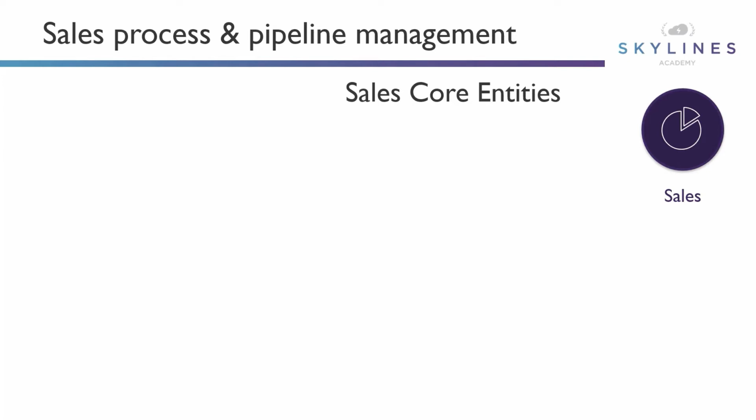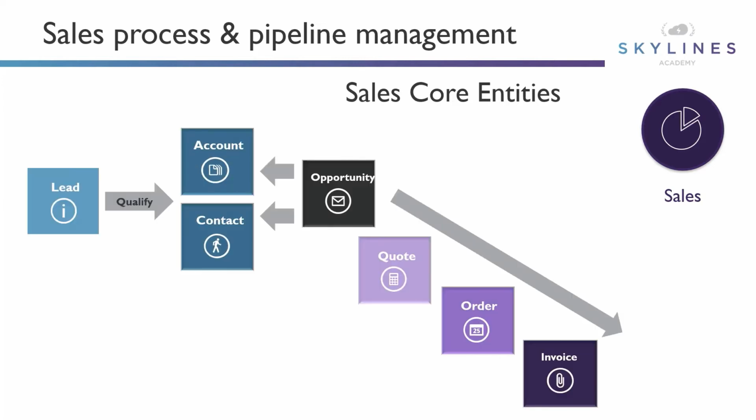Now, entities are used to model and manage business data. In Dynamics 365, an entity has a set of attributes, and each attribute represents a type of data. So conceptually, an entity is like a database table, and the entity attributes correspond to the columns in a table. To understand the sales process and pipeline management, it's important to understand these key entities that you see here. So let's walk through each one of them.